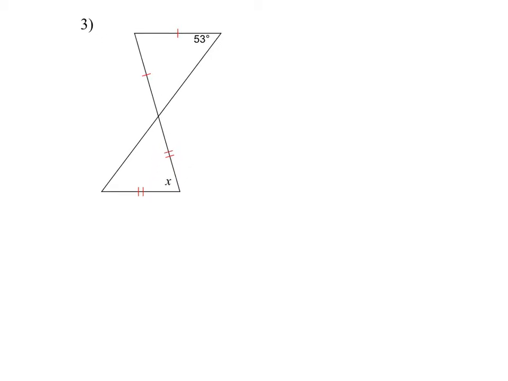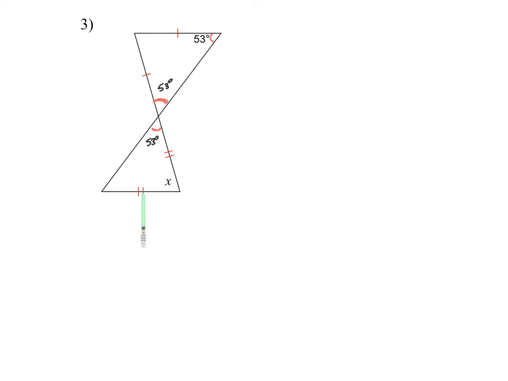Okay, so for the next one, we have a little bit more information. It's telling me that those two sides are congruent, so I know that its opposite angles are congruent. So this angle is congruent to that one. And I also know that this angle right here is congruent to this one. Why? Because they are vertical angles. So this one is 53, this one is 53.